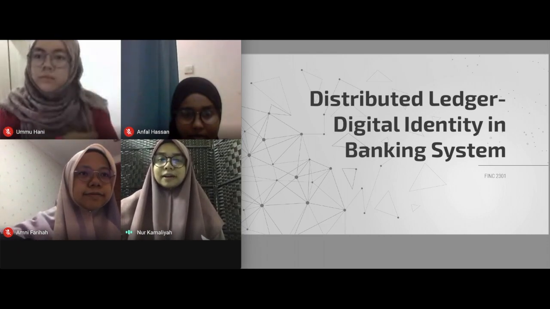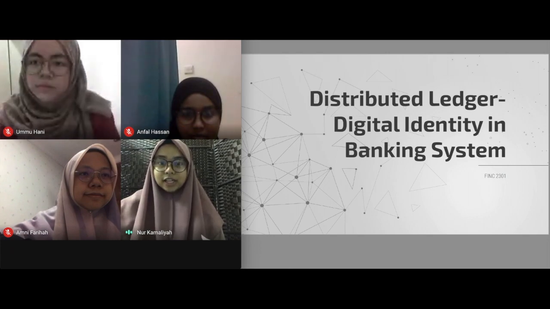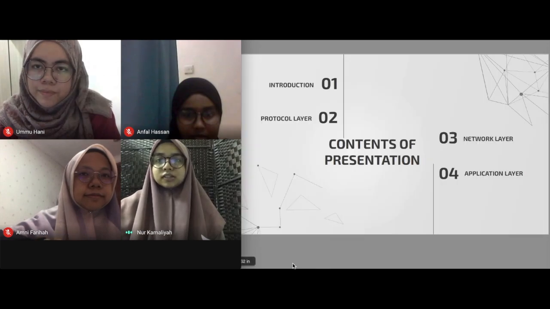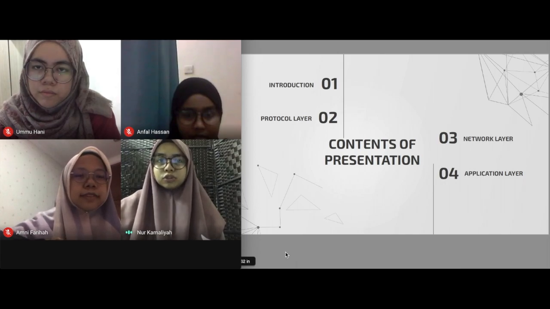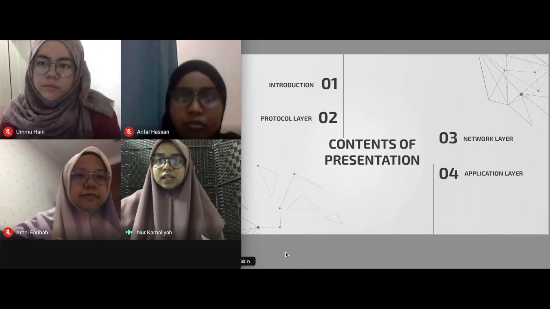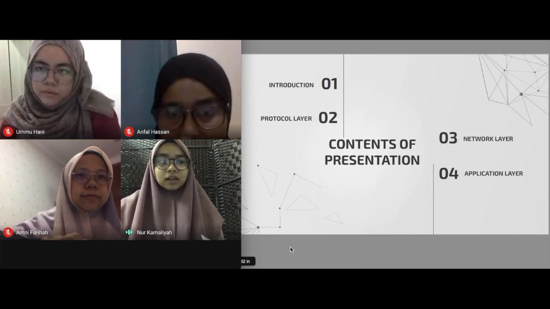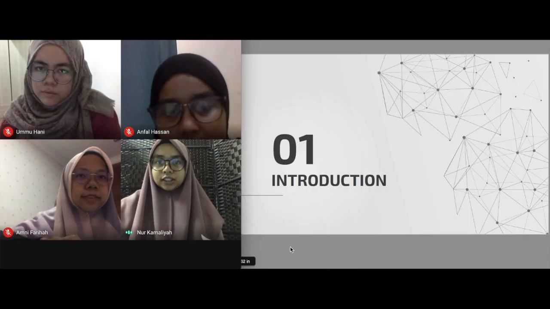My name is Kamaliyah. For our group project, our group has chosen the topic distributed ledger, digital identity in banking system. As you can see from the slide, this is the outline of our slide. Firstly, we will talk about introduction and then protocol layer, moving on to the network layer, and lastly about the application layer. For my part, I'm going to do the introduction.